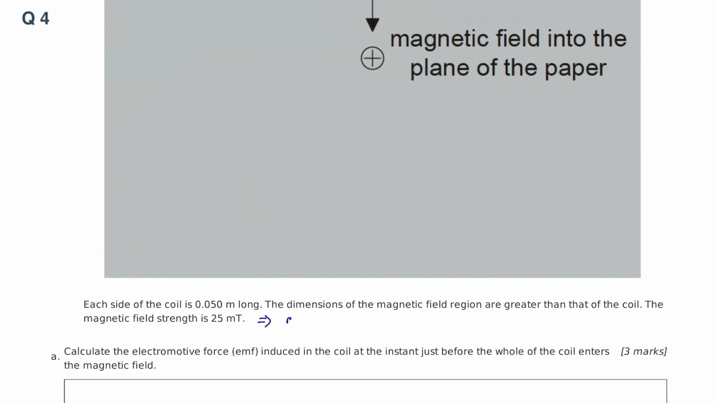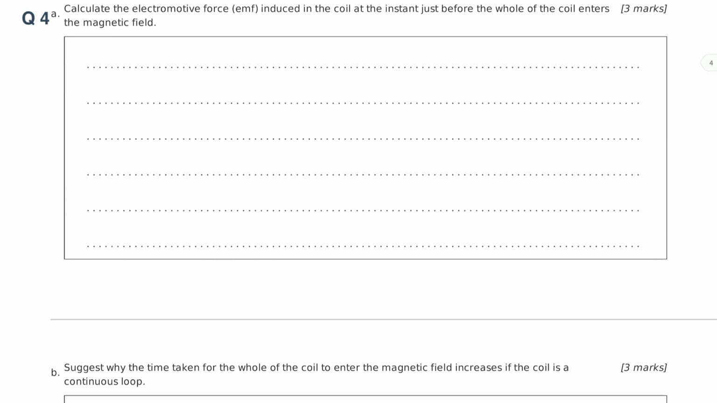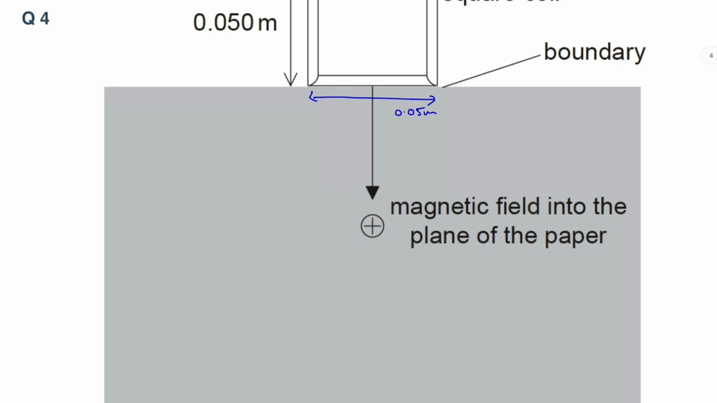So our B is equal to 0.025 teslas, or 25 times 10 to the minus 3 teslas. Calculate the electromotive force induced in the coil at the instant just before the whole of the coil enters the magnetic field. So we want to find the emf induced in the coil at this point here, where the whole of the coil enters the magnetic field. That means it's fallen a distance of s equals 0.05 meters.